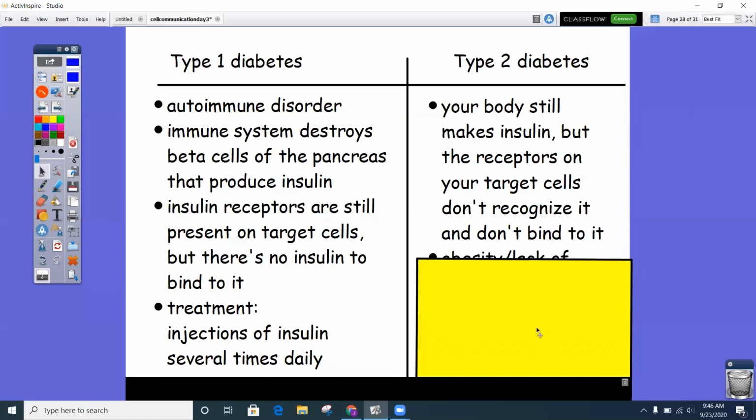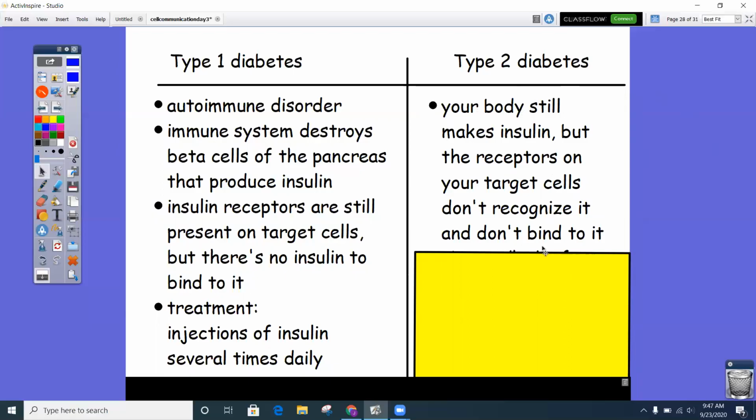Let's look at this side. So in type 2 diabetes, your body still makes insulin, but because of your diet typically, your body has worn its insulin receptors out. You've utilized them too much, and so they kind of get tired and they don't recognize the insulin anymore and they don't bind to it. That is the communication problem in type 2 diabetes. Your body still makes the insulin, but the receptors are basically worn out and they no longer recognize the insulin.